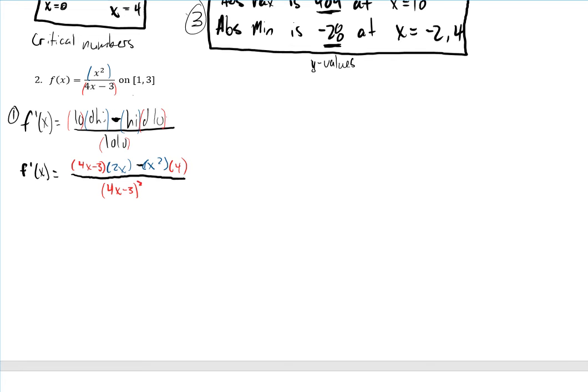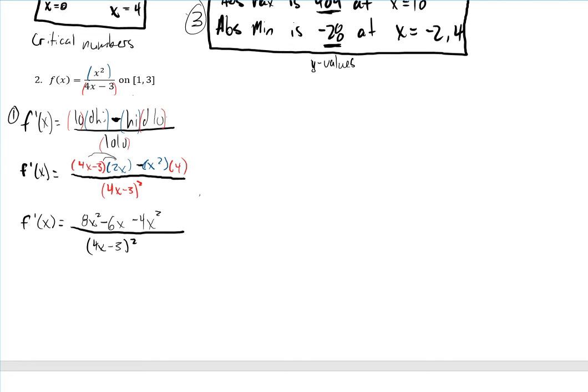And now what we need to do is look to simplify. Usually we either try to factor or we combine like terms. For this, that got a little out of control. For the numerator, let's go ahead and distribute this 2x, so that gives us 8x squared minus 6x. And then this negative and the 4 all multiply, we have minus 4x squared. And then down below, I still have 4x minus 3 getting squared.